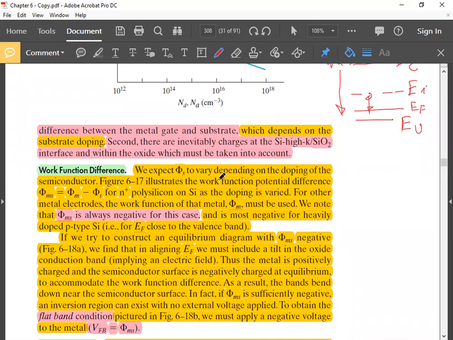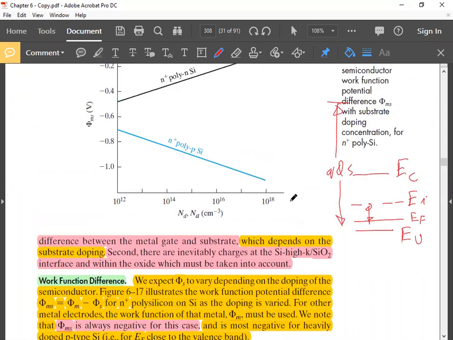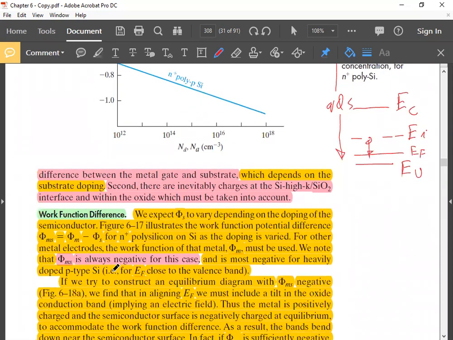Figure 6.17 illustrates the work function potential difference phi ms for n plus polysilicon on silicon as the doping is varied. For other metal electrodes, the work function of that metal, phi m, must be used. So instead of n plus poly, if you use say aluminum or gold or silver, you have to use phi m of those metals.